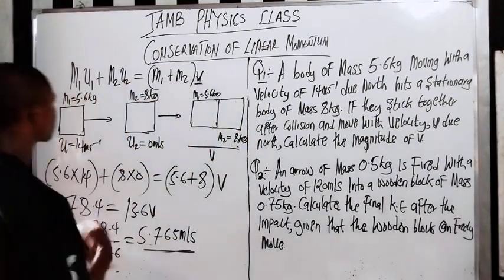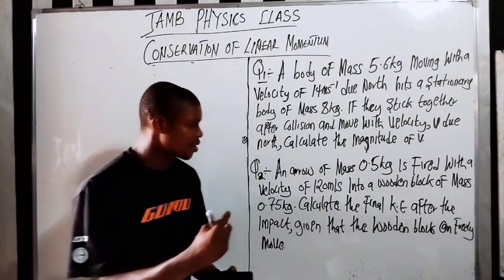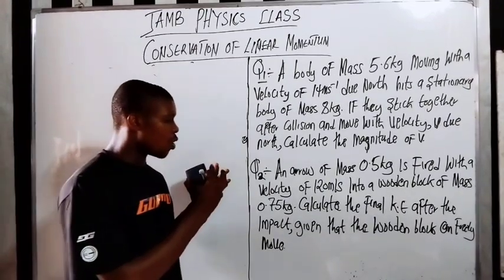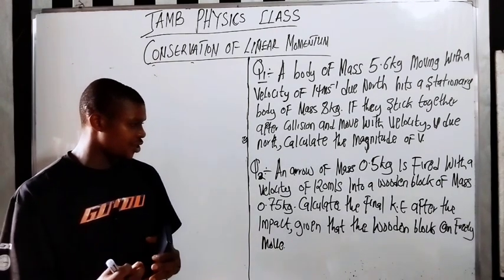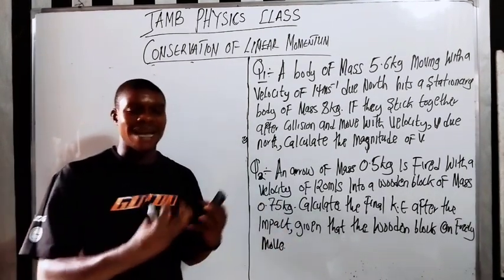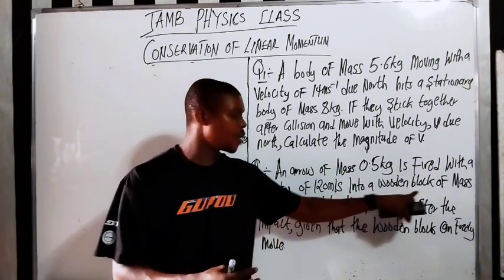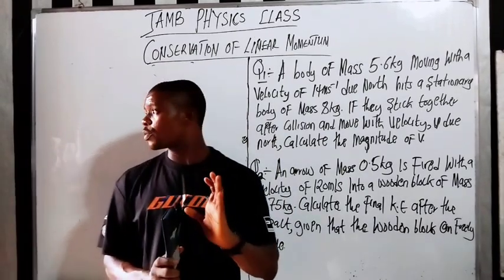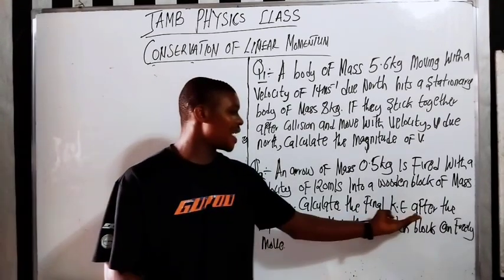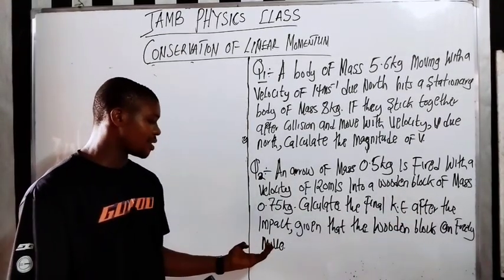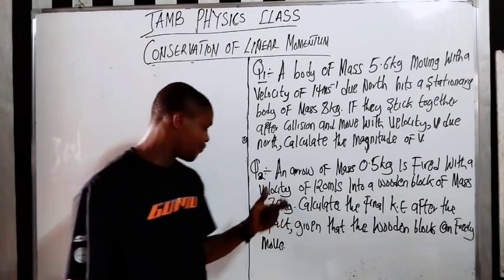Let's move into the next question. An arrow of mass 0.5 kg is fired with a velocity of 120 meters per second into a wooden block of mass 0.75 kg. That is, the block is not moving. The wooden block is not moving, that is, the initial velocity is going to be 0. Now it says, calculate the final kinetic energy after the impact, given that the wooden block can freely move.